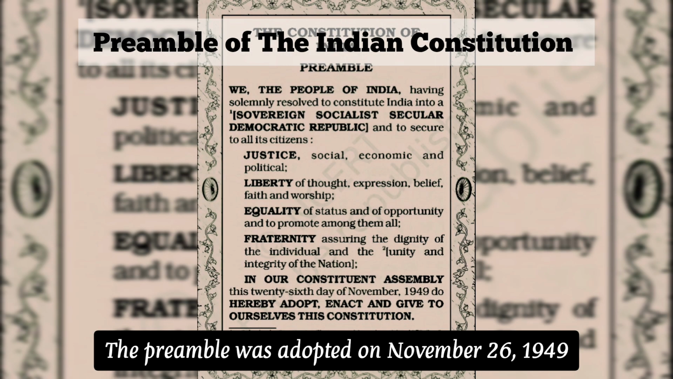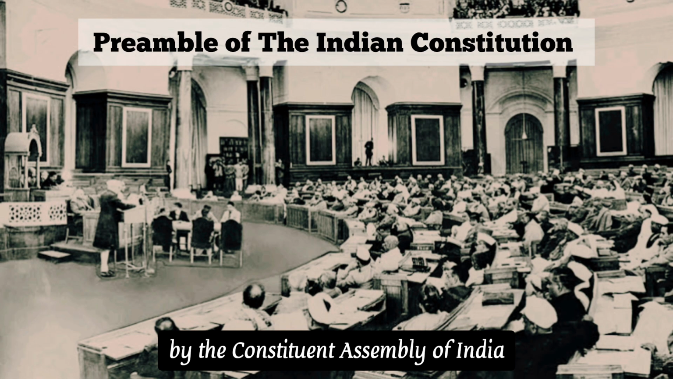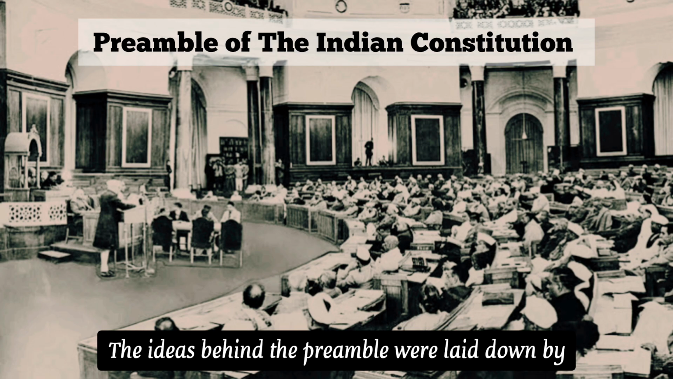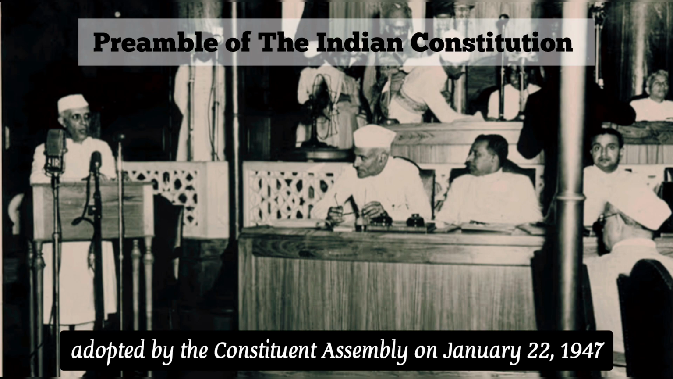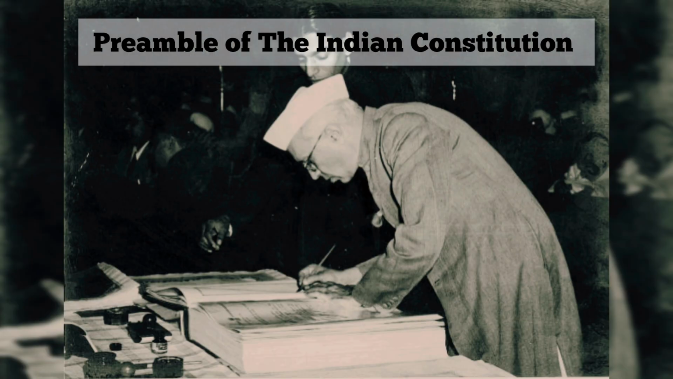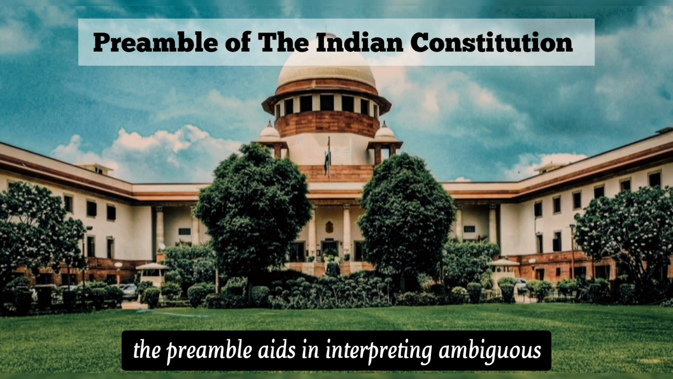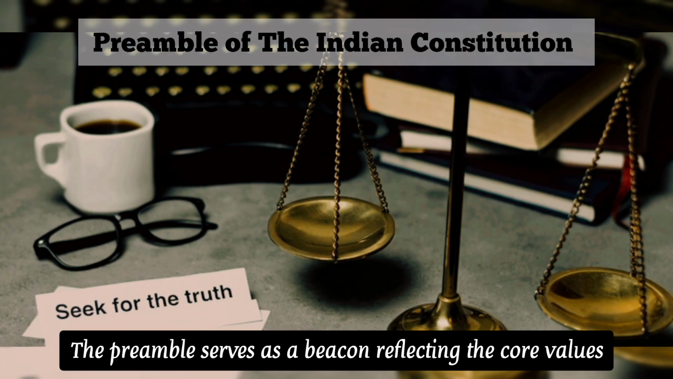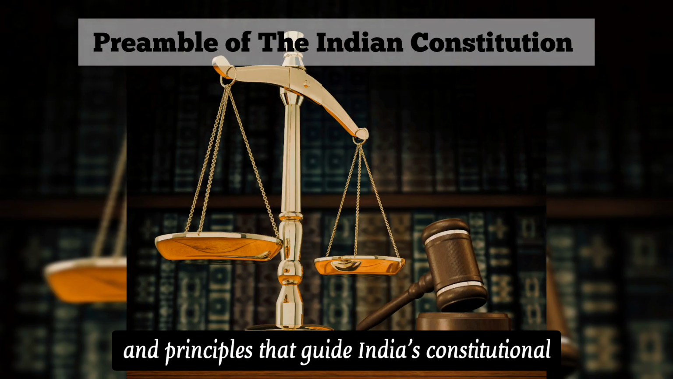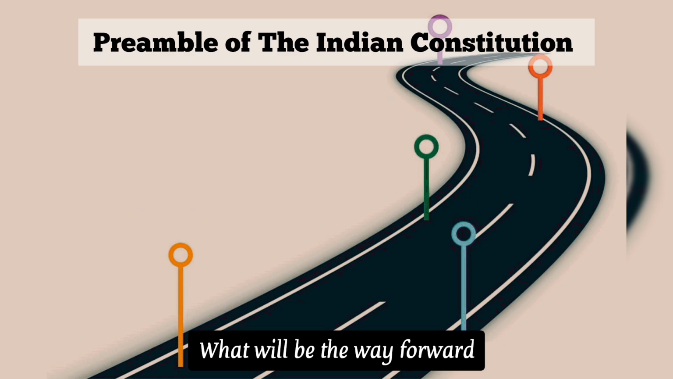The Preamble was adopted on November 26, 1949 by the Constituent Assembly of India. The ideas behind the Preamble were laid down by Jawaharlal Nehru's Objectives Resolution, adopted by the Constituent Assembly on January 22, 1947. Although not enforceable in court, the Preamble aids in interpreting ambiguous language in other articles of the Constitution. The Preamble serves as a beacon reflecting the core values and principles that guide India's constitutional journey towards justice, liberty, and equality. What will be the way forward?